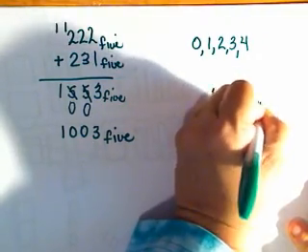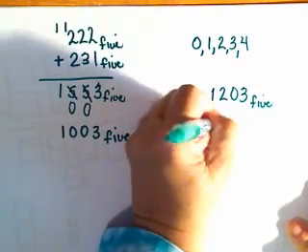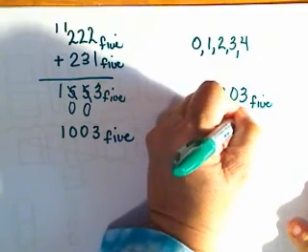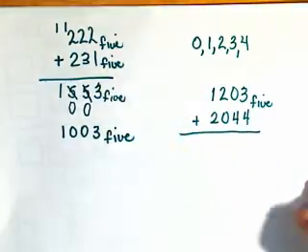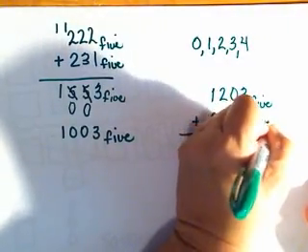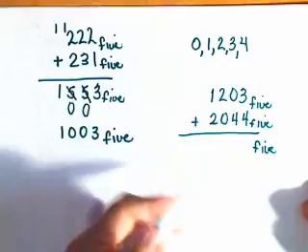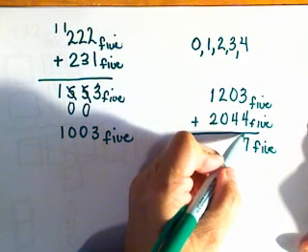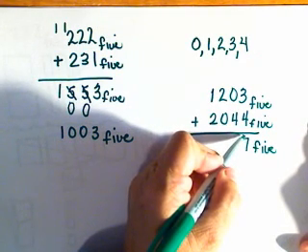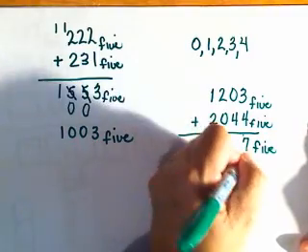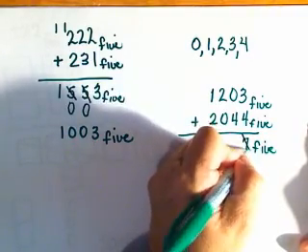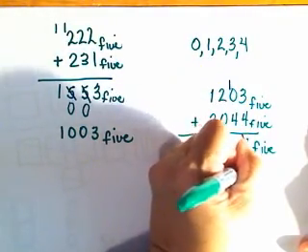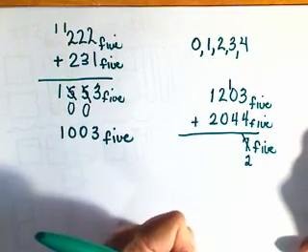1203 base 5 plus 2044. Okay, let's see what we're going to get here. Alright, obviously we're doing base 5 again. So we're going to have 3 plus 4 is 7. Now, can't do that. So this is like 5 plus 2, right? So if I need to write that, I've got 5, and I'm going to put that over here because I'm going to trade it, and I still have the 2. Okay, because 5 plus 2 is 7.